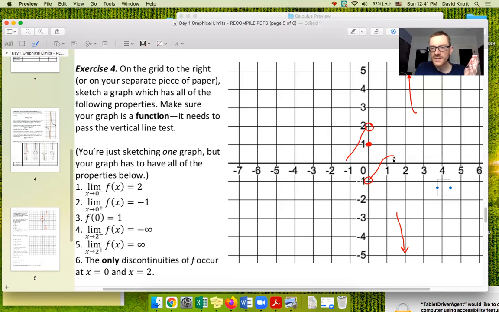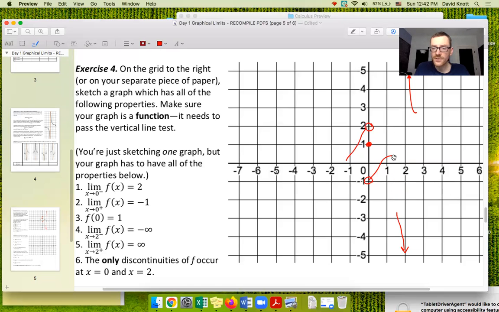If I connected this piece here like this to this piece down here, that would actually be failing the vertical line test. If you remember the vertical line test, it says a function has to have the property that any vertical line crosses the graph only once. And you can see that I could draw a vertical line right here that would cross the graph more than once. So this graph would fail the vertical line test. In other words, this graph wouldn't be a function. So connecting these two pieces in that way is not allowed.